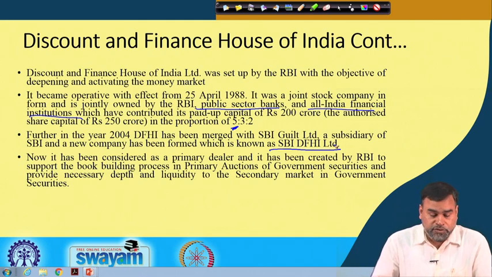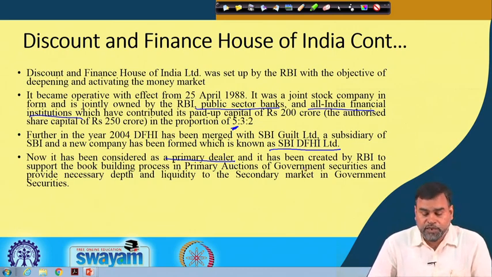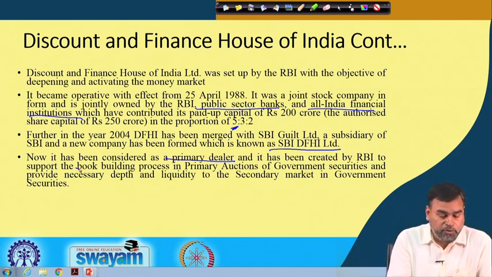Now, it is also considered a primary dealer. DFHI is considered a primary dealer, and it was created by RBI to support the book building process of the primary auctions of government securities and provide necessary depth and liquidity to the secondary market in government securities. I will discuss more on the book building process.